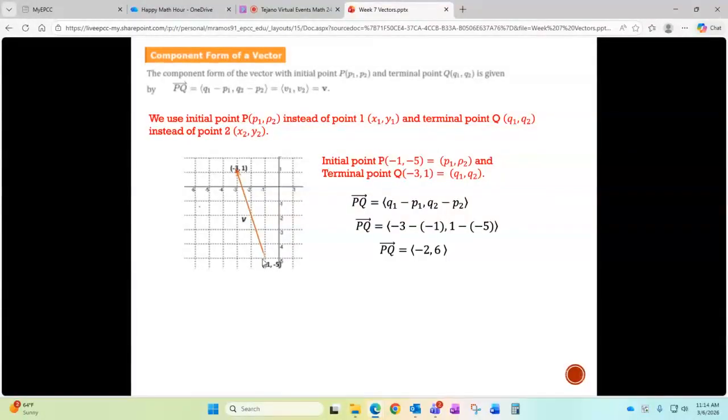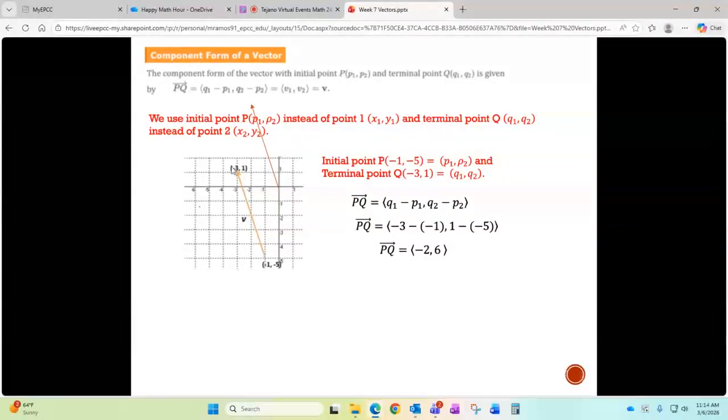Okay, so it's important to know what that means. So here's the original vector, right? When you write it in component form, that means that if we moved this vector to the origin, it would end up at these coordinates, -2, 6. So again, component form is like moving a vector. Let's see this vector, right?